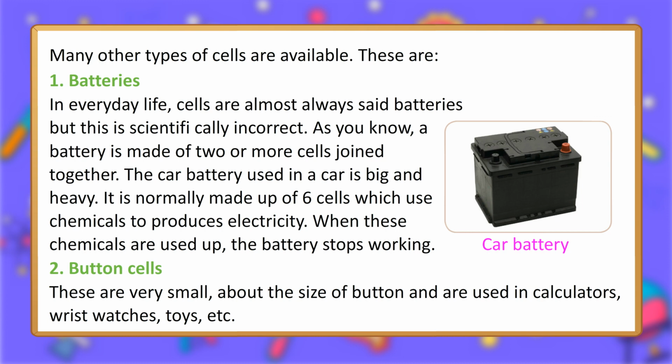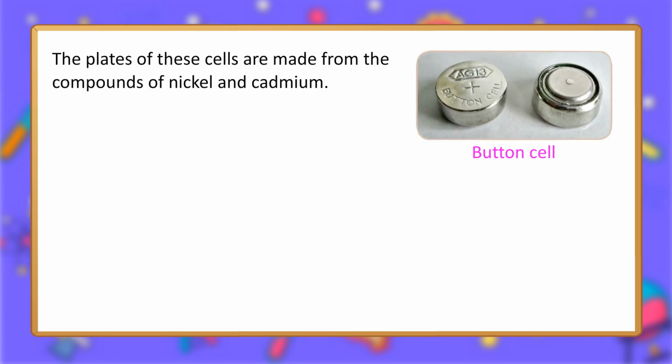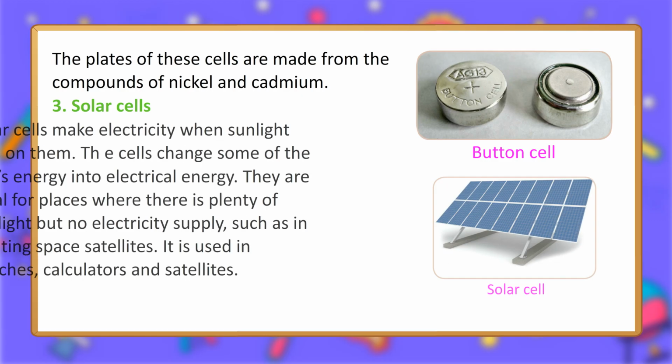2. Button cells. These are very small, about the size of a button, and are used in calculators, wristwatches, toys, etc. The plates of these cells are made from the compounds of nickel and cadmium. Button cell.